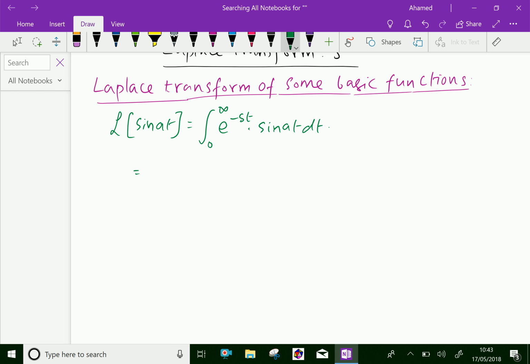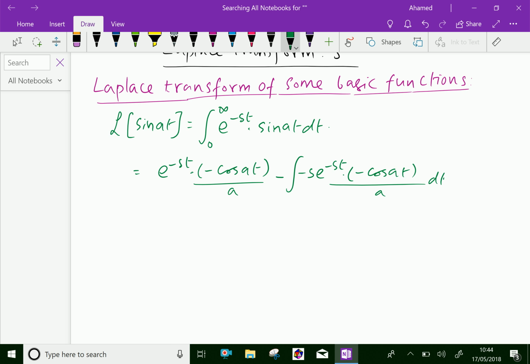First function is e power minus st, second function is sine at. That is by parts. We have first function, integral of second is minus cos at over a, minus integral of differential of first, e power minus st, differentiation is minus s into e power minus st, into integral of second is minus cos at over a dt. 0 to infinity, here also 0 to infinity.